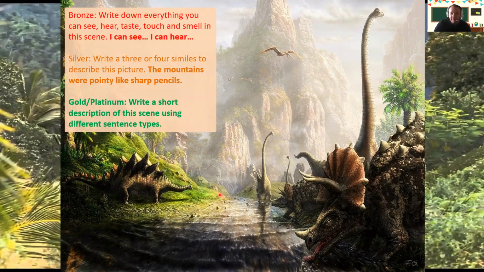Beyond that, I want you to start to think about figurative language. So for silver, think about similes. Describe the dinosaurs using similes. So, the brontosaurus's neck was as elongated as what? Think of a good comparison. Try and avoid cliches like skyscrapers. Try and think of other things that are unique and really bring that imagery to life.